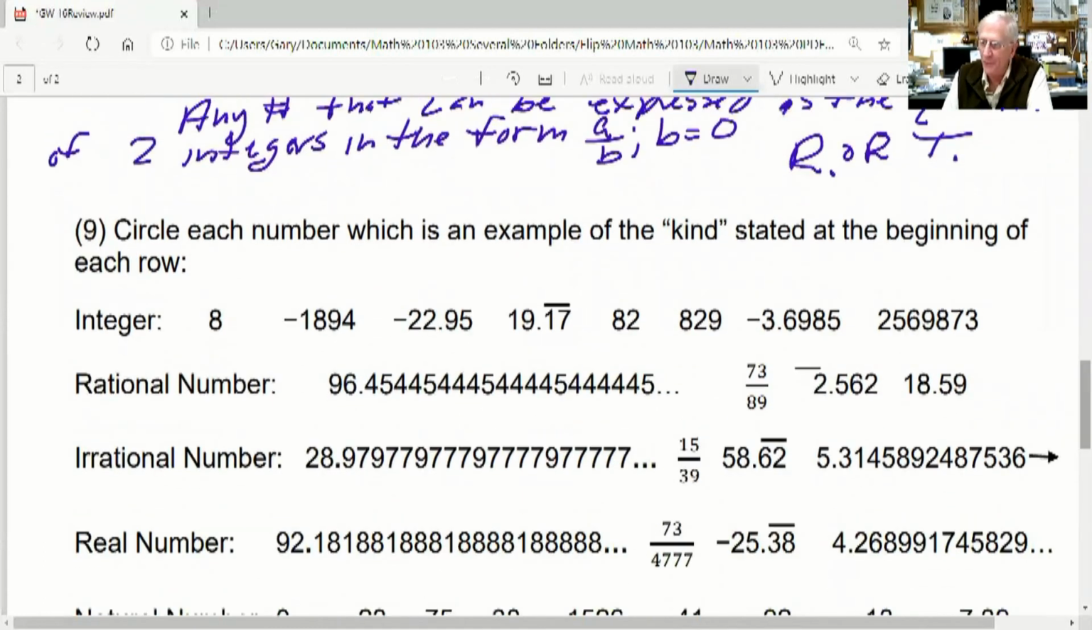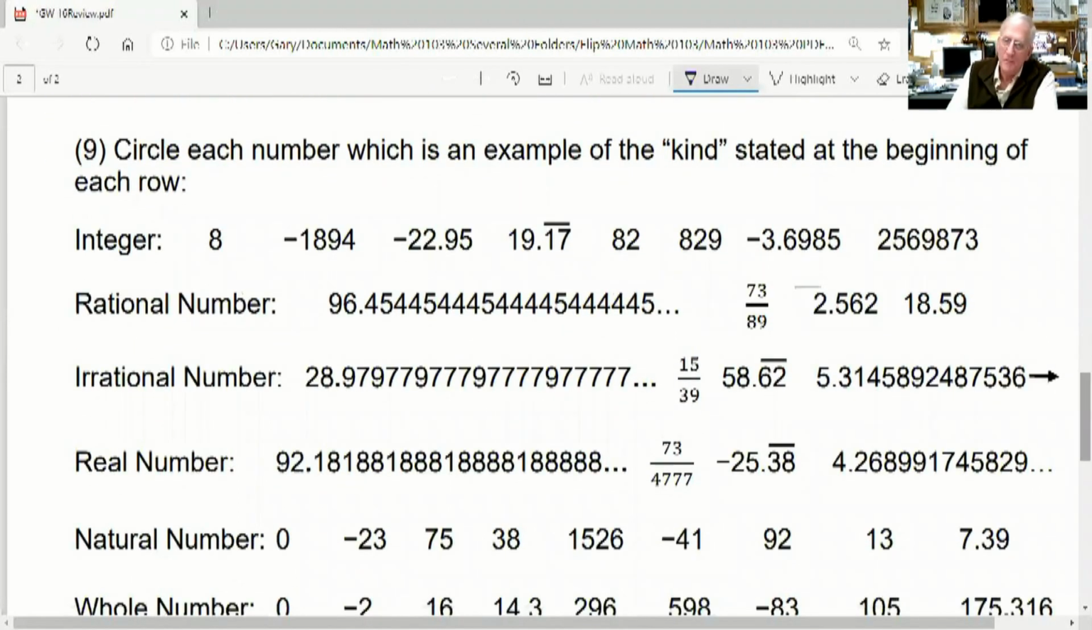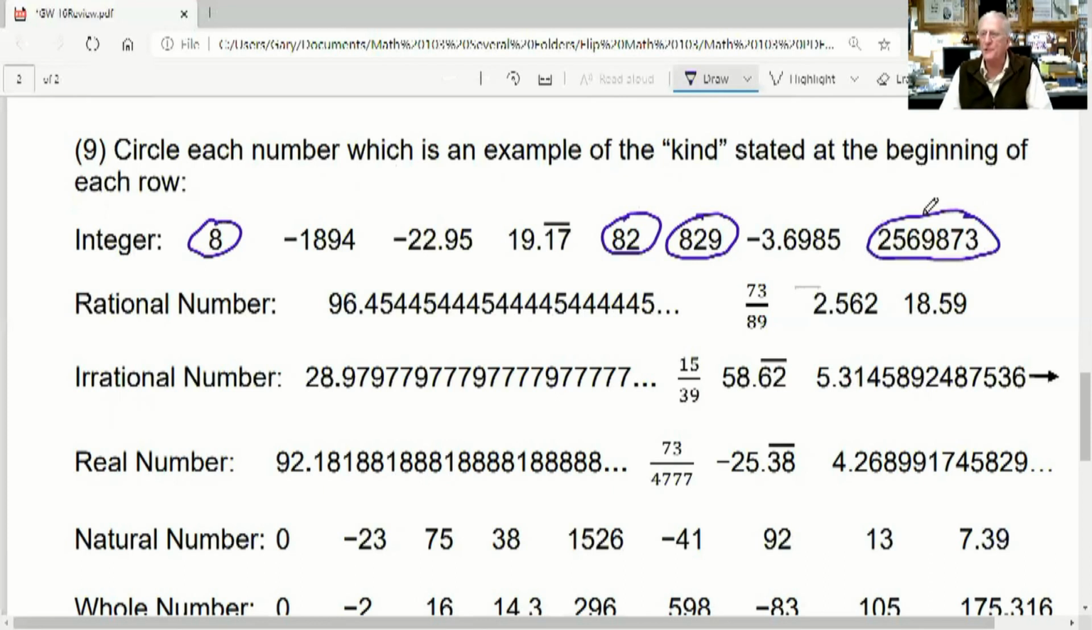All right, circle each number which is an example of the kind stated at the beginning of each row. I would like you to do this right now. Circle every number here that you feel is an integer. Now, I think you're probably done already. So I'm going to circle them. Here we go. We have 8. We have 82. We have 829. And we have 2,569,000,873. Those are all integers, okay? But wait a minute, I left one out, right? Integers can also be negative, can't they? So guess what? This is also an integer, okay? Integers cannot have decimal or fraction parts, okay?